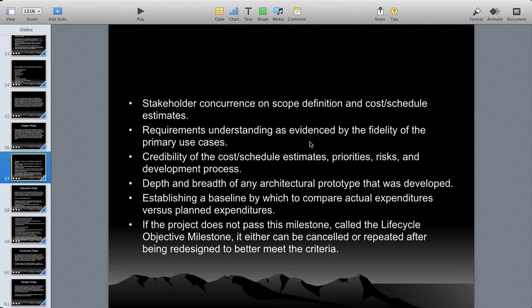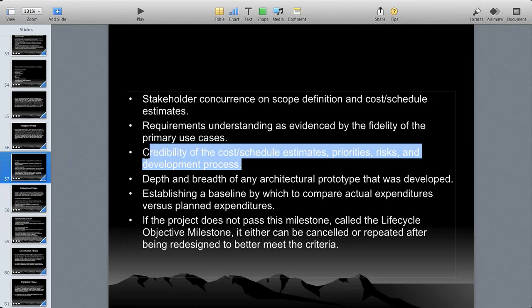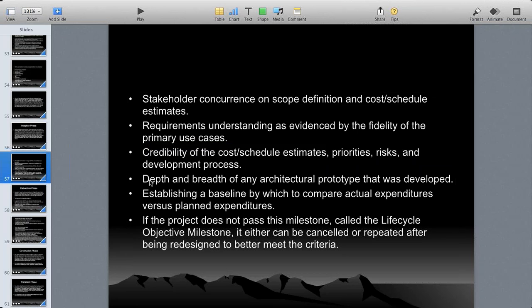Yes. Requirements understood, as evidenced by the fidelity of the primary use cases. If necessary, the BA will gather requirements and draw use cases, because these are internal projects, right? So the BA can gather requirements and give a use case description so that the manager can understand it in detail. Credibility of the cost and schedule estimates, priorities, risks, and development process. Depth and breadth of any architectural prototype that was developed. If necessary, put it on paper, draw a wireframe. Establishing a baseline by which to compare actual expenditure versus planned expenditure. This baseline, that's what I was stressing from the beginning.